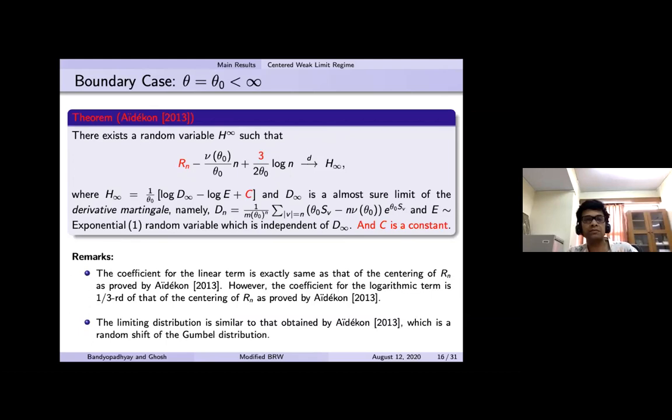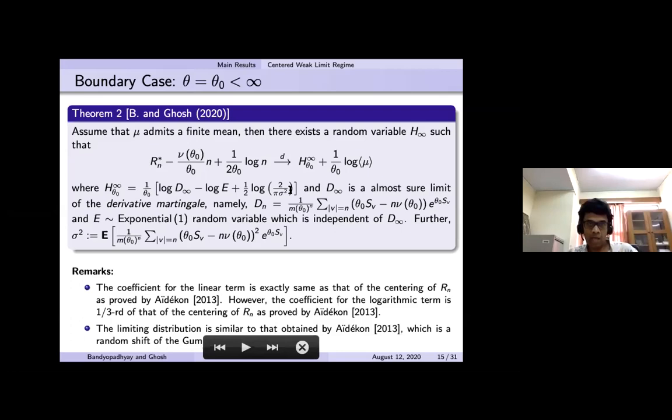And one good thing about our work, which complements Aidekon's work, is that Aidekon could not characterize exactly the constant C, which we have been able to do explicitly, that is, what the constant is. Okay, so to move on to why we are calling this a boundary case?